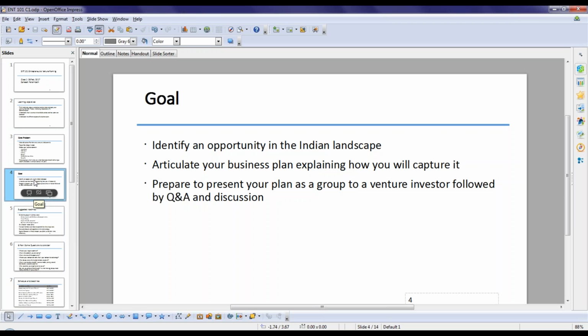Yeah. So this is what you will have to do. Identify opportunity in the Indian landscape. Articulate your business plan, explaining how you will capture it. Now this point, articulation, is the most important thing, and that is the one thing which separates, I would say, daydreamers and executioners. The articulation part.